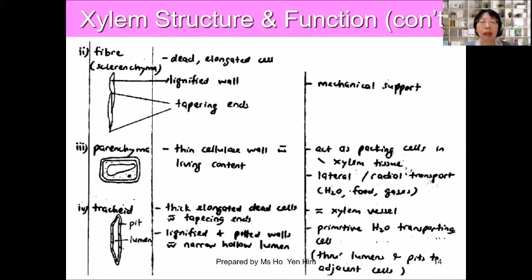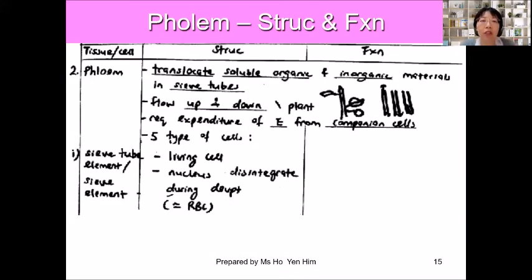Packing means whatever spaces are empty, you pack it with this cell. So it's parenchyma cell. Parenchyma cells have thin cell walls. It's a normal cell only, used for packing purposes. So no specialized structure there.